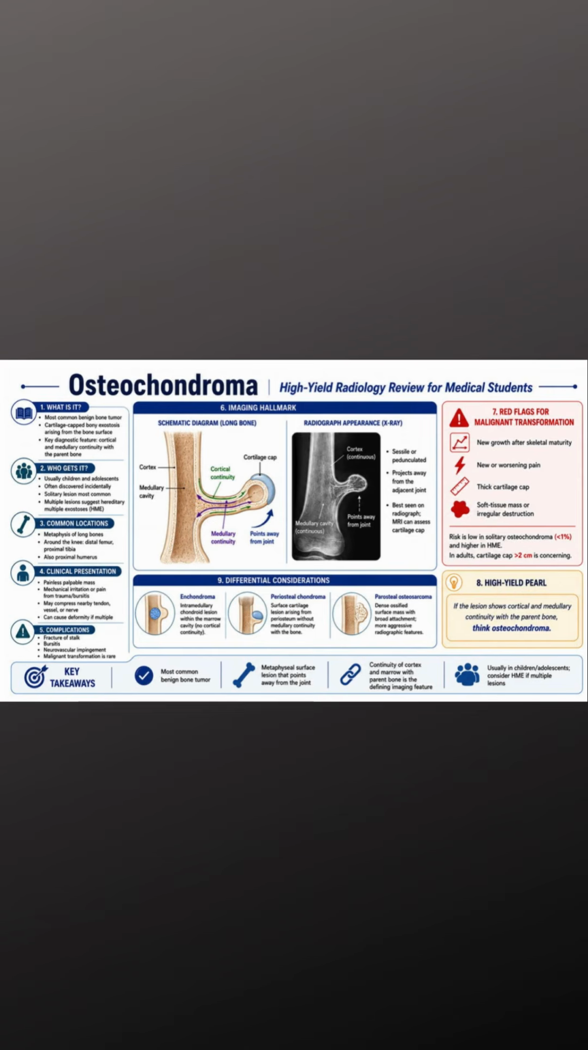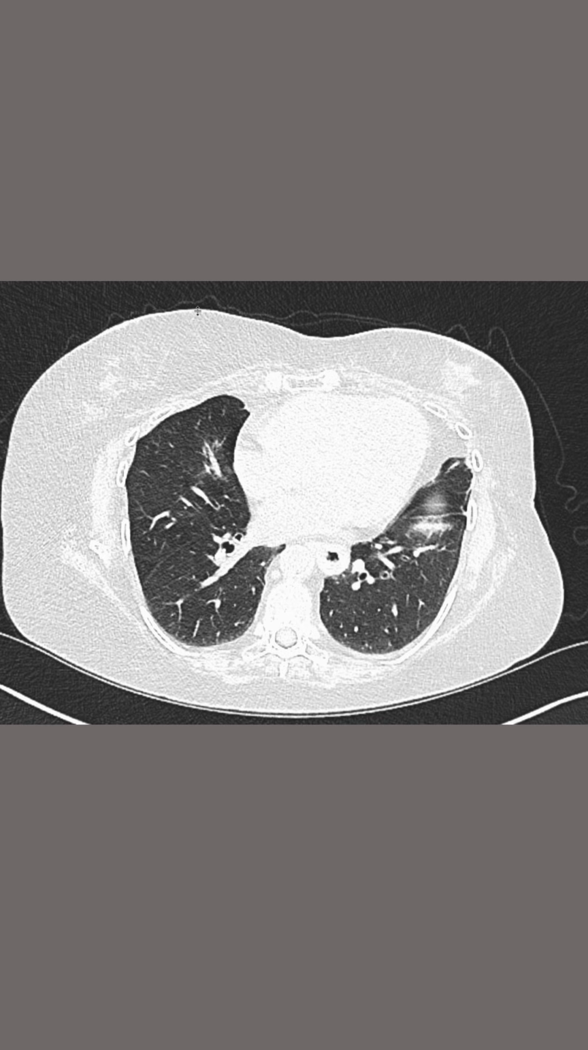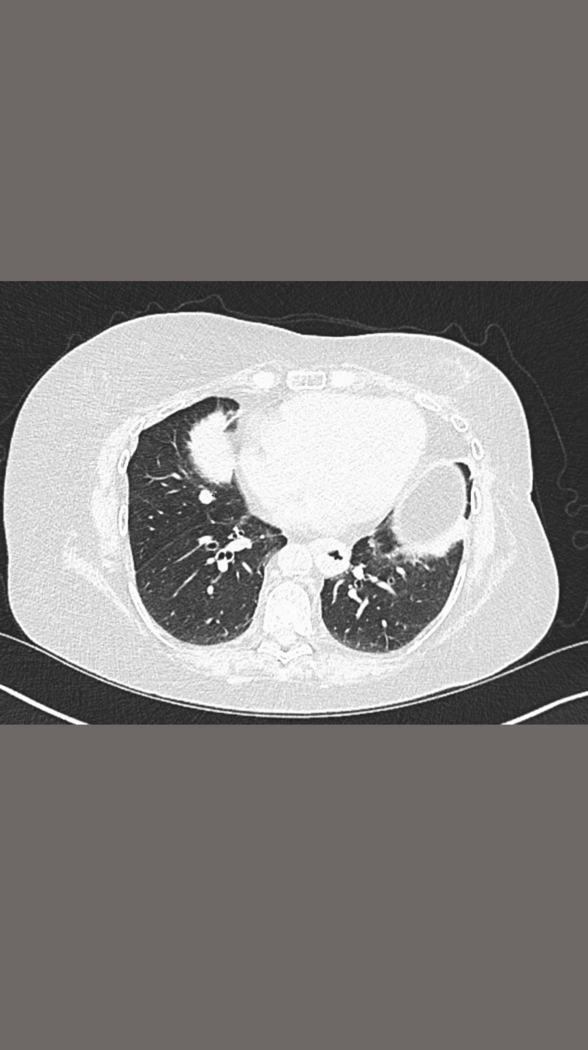Osteochondroma. Tissue is the issue. Taylor. This is a 70-year-old female with a pulmonary nodule, the right middle lobe, which has been increasing in size slowly. So we're thinking either hamartoma or carcinoid. Tissue's the issue. Taylor went to the surgery.